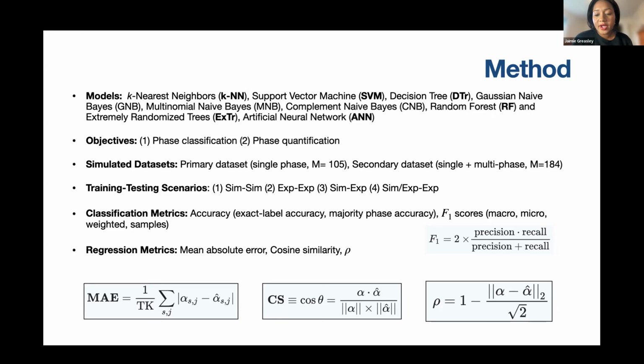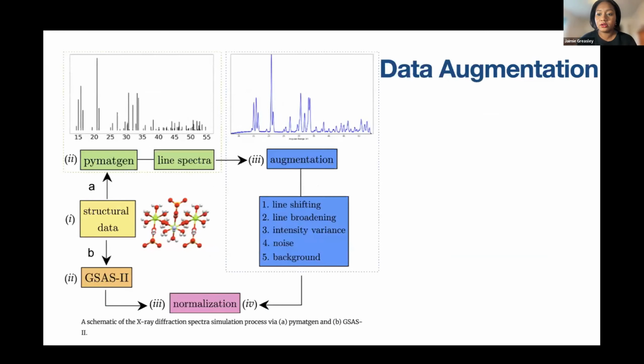And then this new metric, which Prof defined, which we call rho, and basically it's 1 minus the Euclidean distance between the predicted and the expected phase fractions, divided by √2, because √2 is the max Euclidean distance that you could get, if it's completely orthogonal.